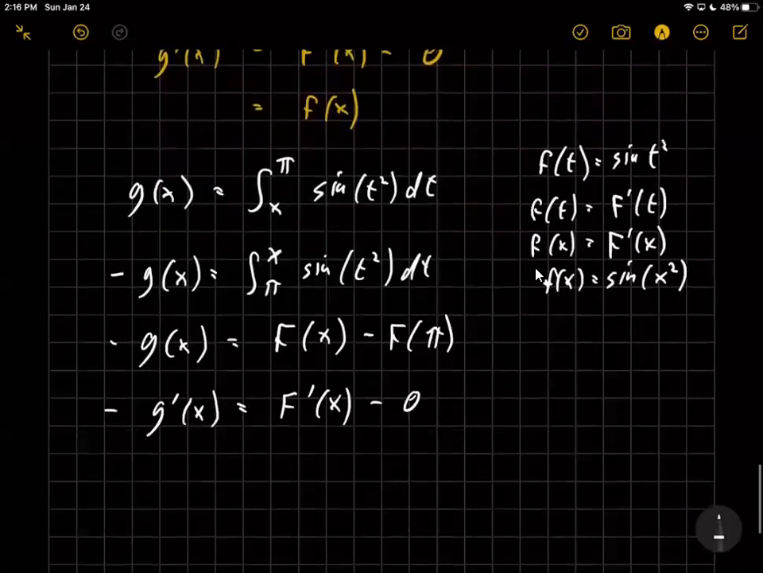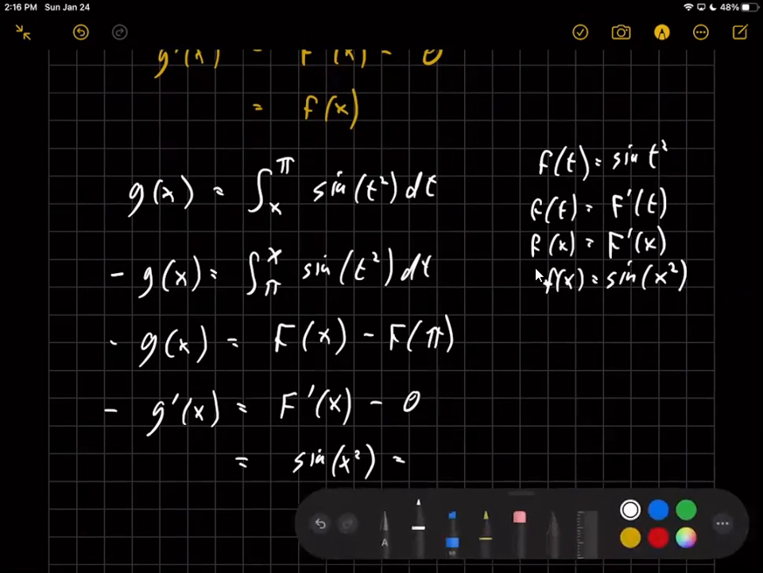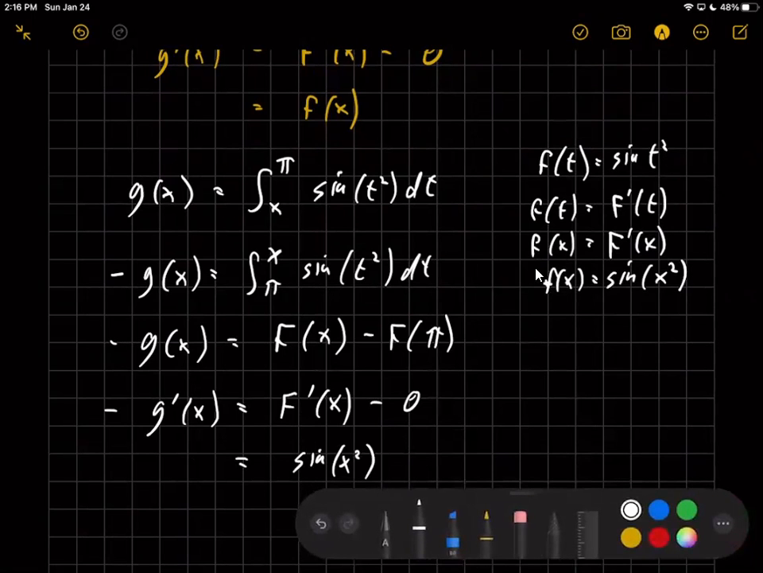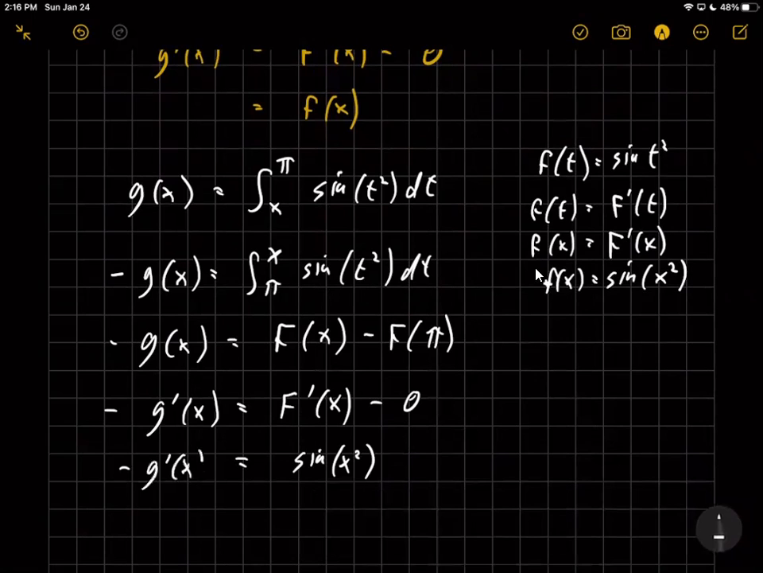Well, what is f prime of x? That is the sine of x squared. Looks a lot like the integrand. Minus 0, we don't even need to write that in. Now that was negative g prime of x. So what is g prime of x? It's simply negative the sine of x squared. Okay, so that's what you can do.